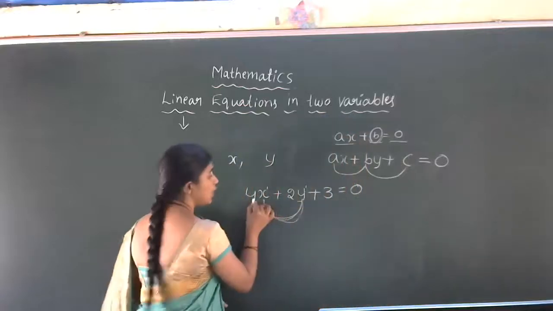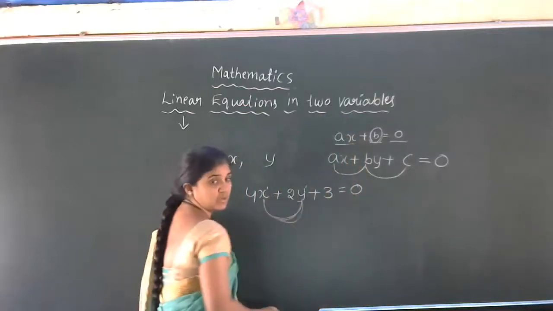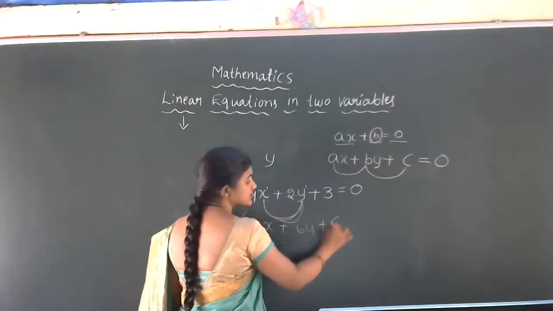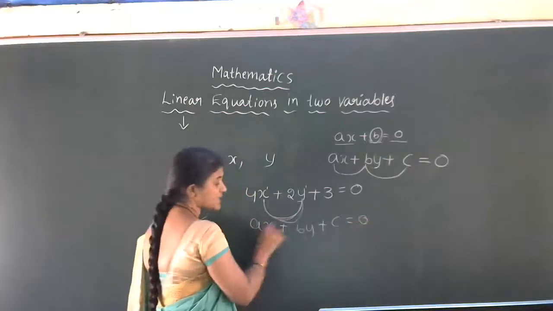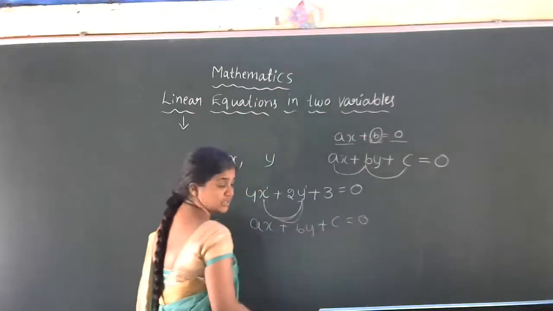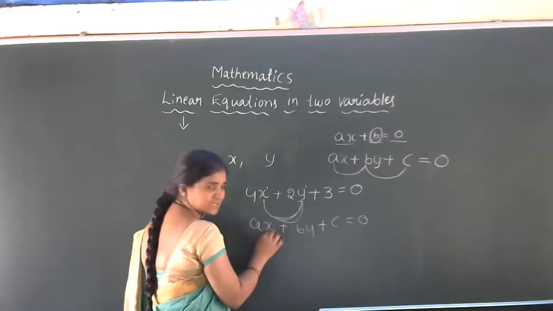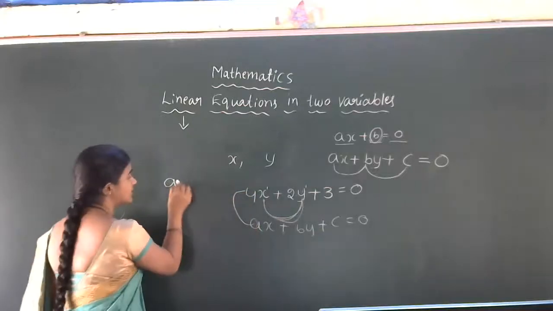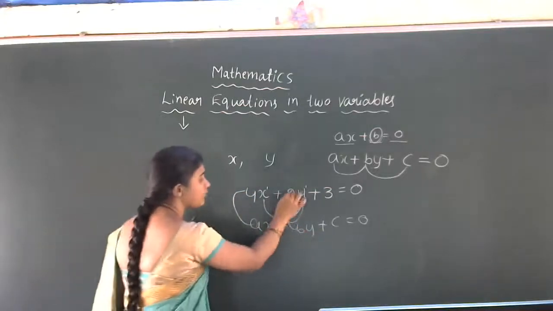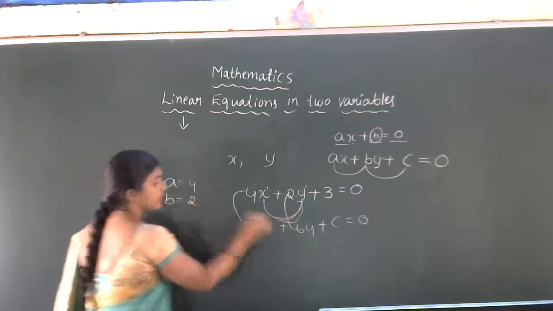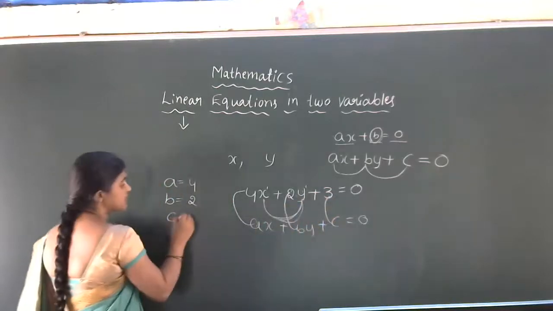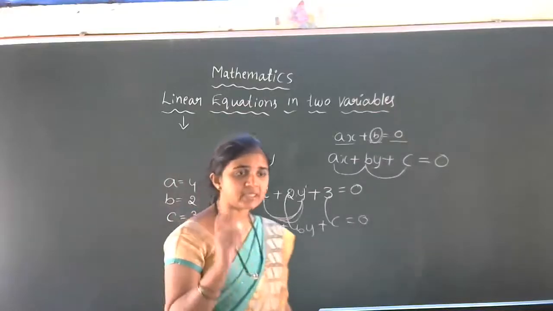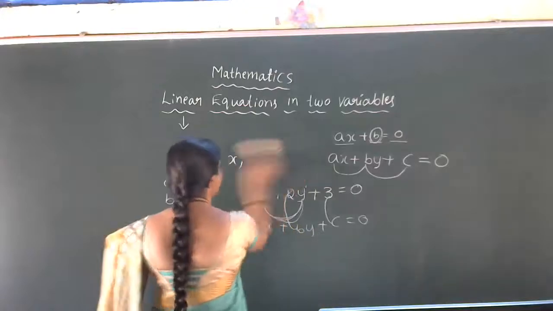Now you just observe 4x + 2y + 3 = 0. So this is in the form of ax + by + c = 0. What is the value of a now? x variable, y variable. What is the value of a now? a is equal to 4. Then what is the value of b here? b is equal to 2. And what is the value of c here? c is equal to 3. Got the idea of this concept? How to identify the a, b, c values in the given equation? Next, one more equation we'll take.